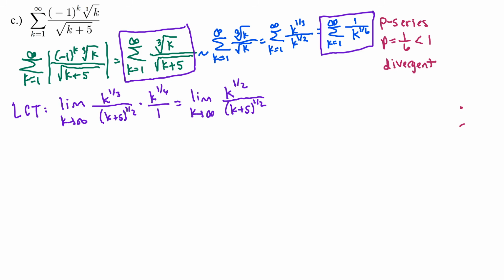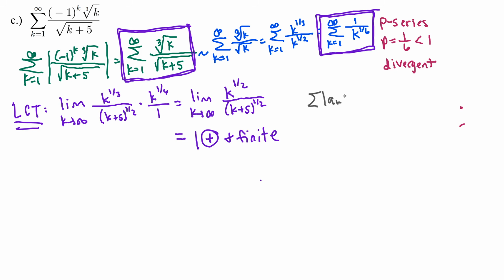Since the degree of the top is equal to the degree of the bottom, the limit is the ratio of leading coefficients, which is 1. Now remember, we're in the context of the limit comparison test, so we're observing that this limit is positive and finite, which means the series under question is going to exhibit the same behavior as the one that we're comparing it to. So the series of the absolute value of a sub k diverges by limit comparison test with a divergent p-series.